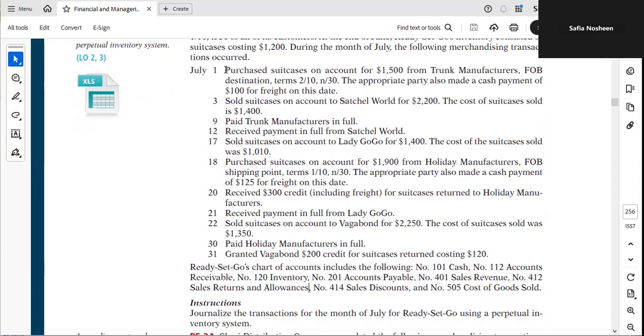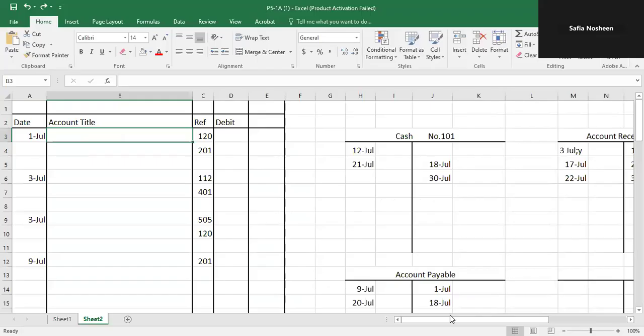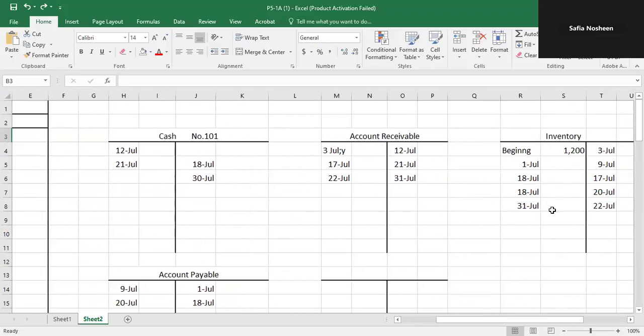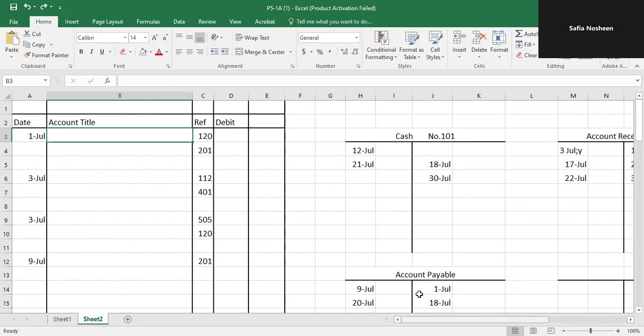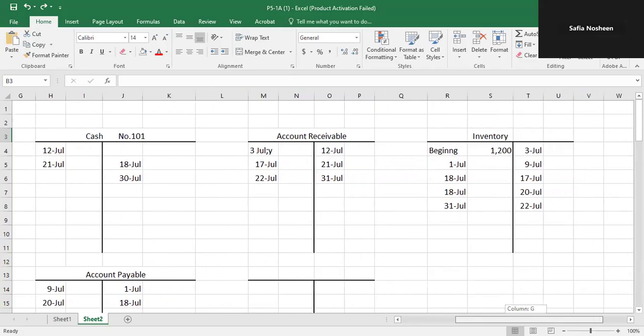First of all, I will record the inventory account with the beginning balance of 1,200. This is the journal, and all these are the T accounts. Although we were not asked to make these T accounts, for your understanding I made them just to show you how the accounting process continues in the case of merchandising businesses.